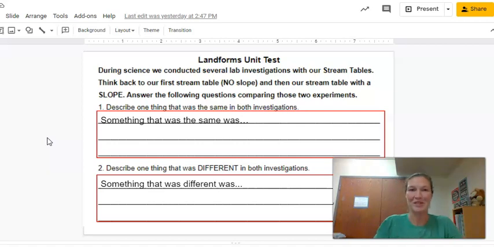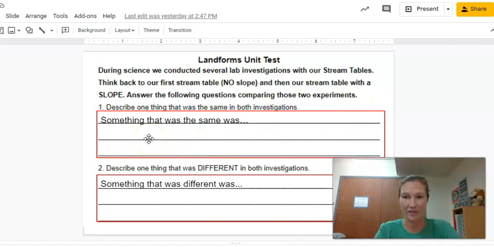So Landforms unit test. It says, during science, we conducted several lab investigations with our stream tables. Think back to our first stream table, the one with no slope, the one that was flat, right? And then our stream table with a slope, right? Propped it up a little bit. Answer the following question. Compare those two experiments, okay? Describe one thing that was the same in both investigations.